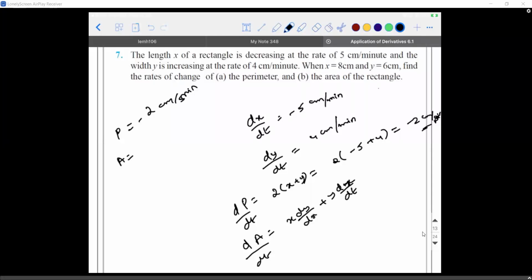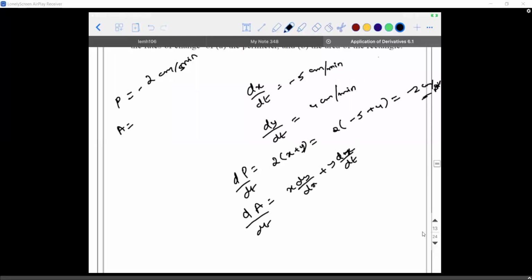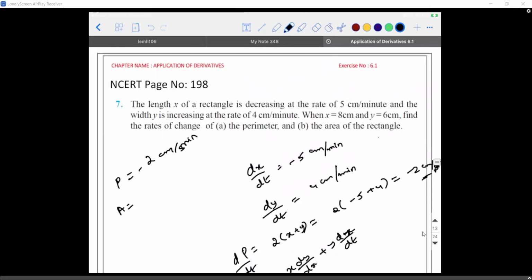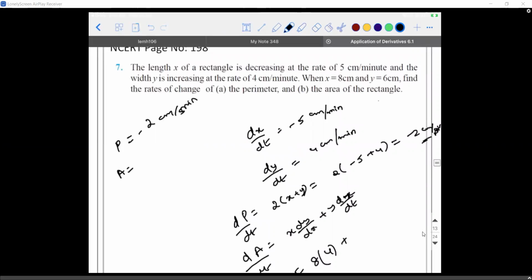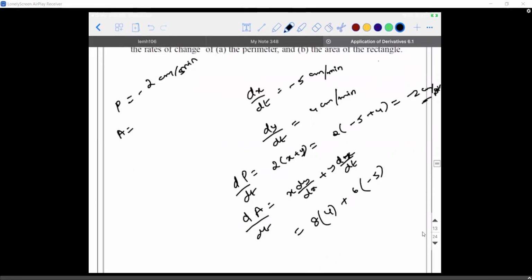Guys, don't look at my screen. I'm doing the rough work. So x is 8 into dy by dt, which is 4, plus y is 6 into dx by dt, which is minus 5. So that is 32 minus 30. Answer is 2 centimeters square per minute. That's right.